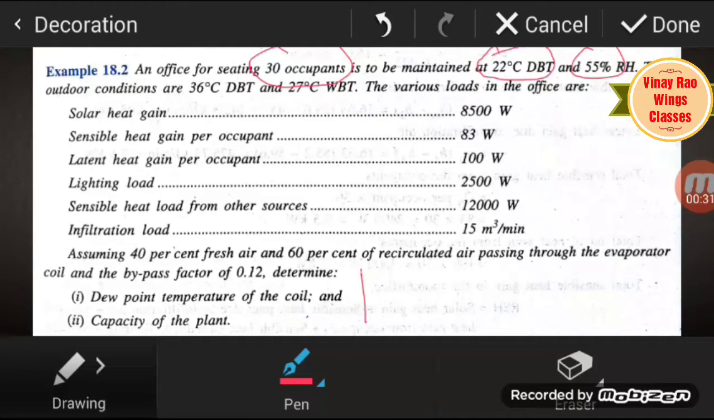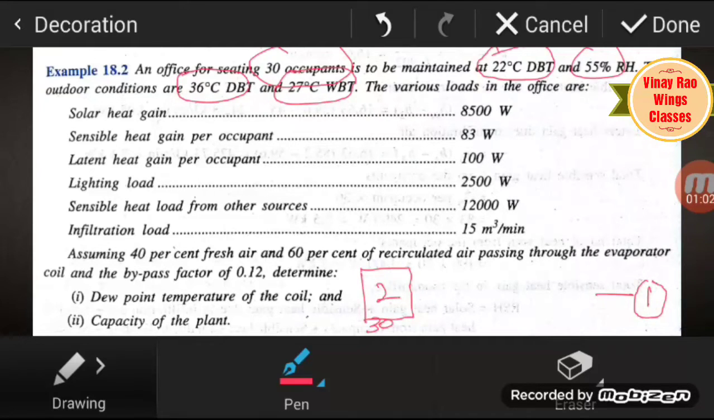That means there is an office at 22 degrees Celsius and 55% RH, with 30 people sitting in this room. This is condition number 2, as I considered earlier. The outdoor condition, point number 1, is given as 36 degrees Celsius dry bulb temperature and 27 degrees Celsius wet bulb temperature.